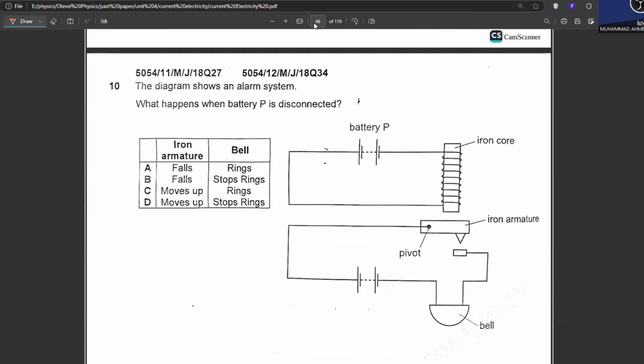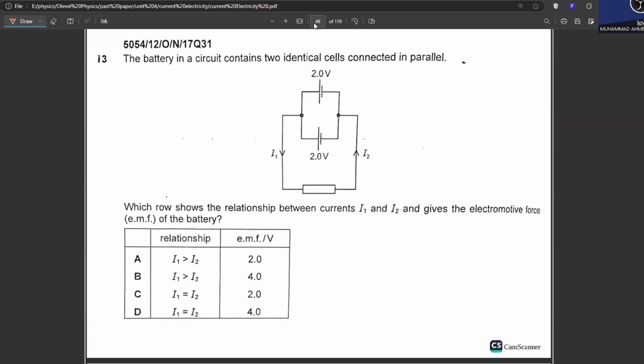Let's see this. The diagram shows an alarm system. What happens when battery B or battery P is disconnected? If battery P gets disconnected, iron will get demagnetized. It will drop and the bell will start to ring. A is your answer.